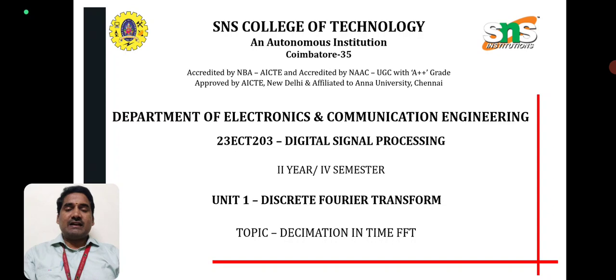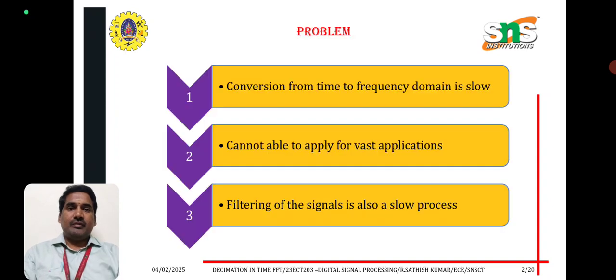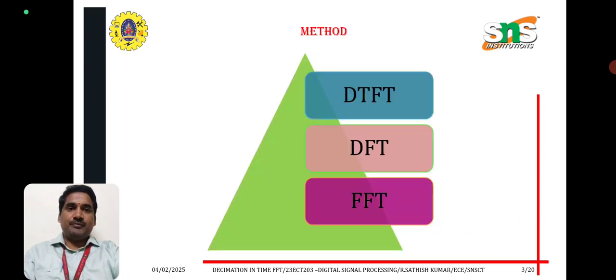Decimation in time, Fast Fourier Transform. Problem: first, conversion from time domain to frequency domain is slow. We cannot apply it to vast applications. Filtering of the signals is also a slow process in DFT. That's why we are going for Fast Fourier Transform. Method: DTFT, Discrete Time Fourier Transform, DFT, Discrete Fourier Transform, and then FFT, Fast Fourier Transform.